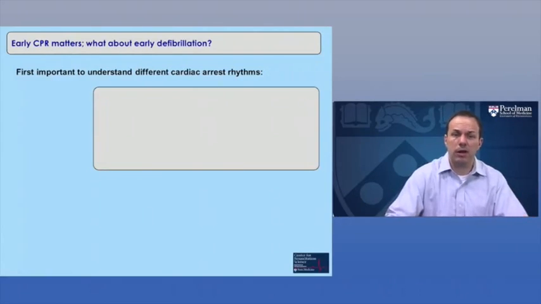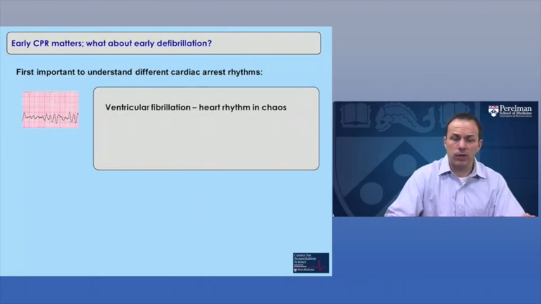But let's turn CPR to the side for the moment and talk about defibrillation. And I want to share with you some of the important concepts around who we defibrillate and why we defibrillate. And by defibrillation, I mean delivering an electric shock using a defibrillator. Now, it turns out not all cardiac arrests are the same. There are different heart rhythms that lead to cardiac arrest.